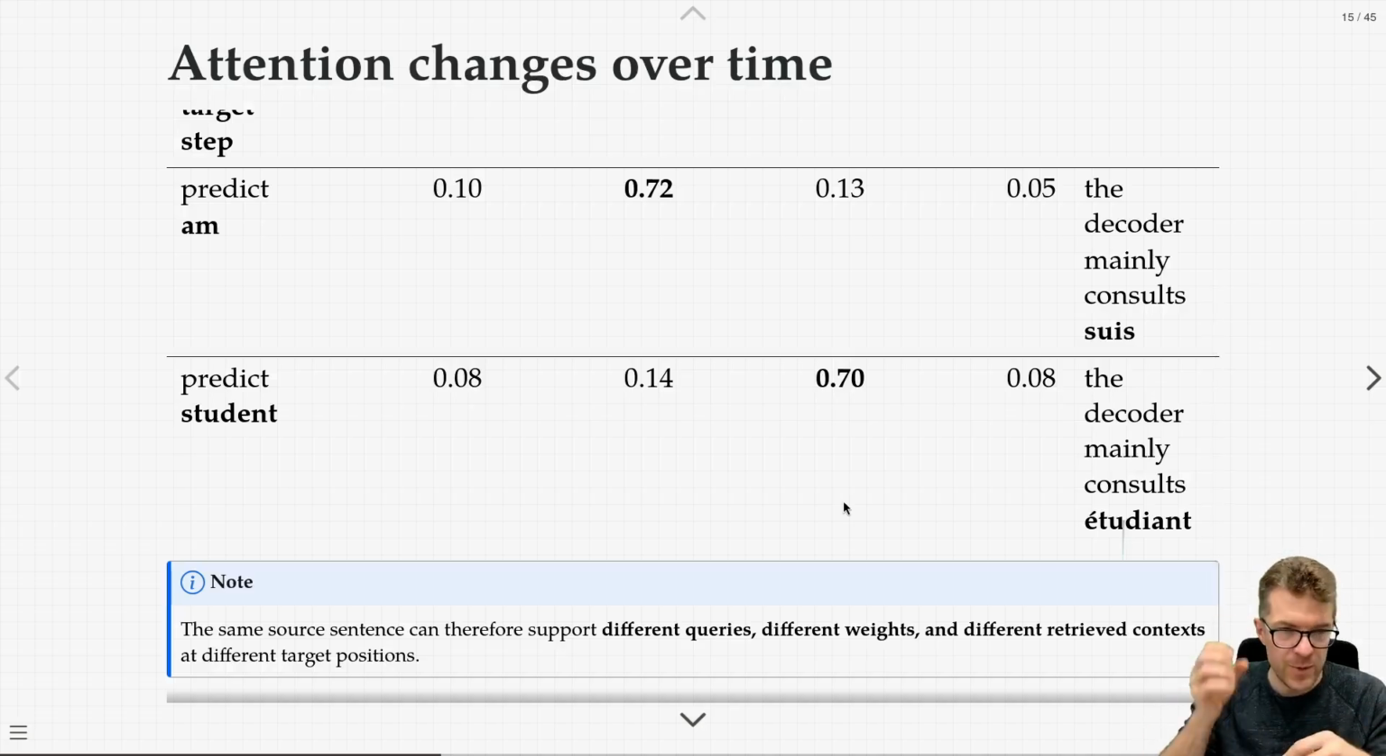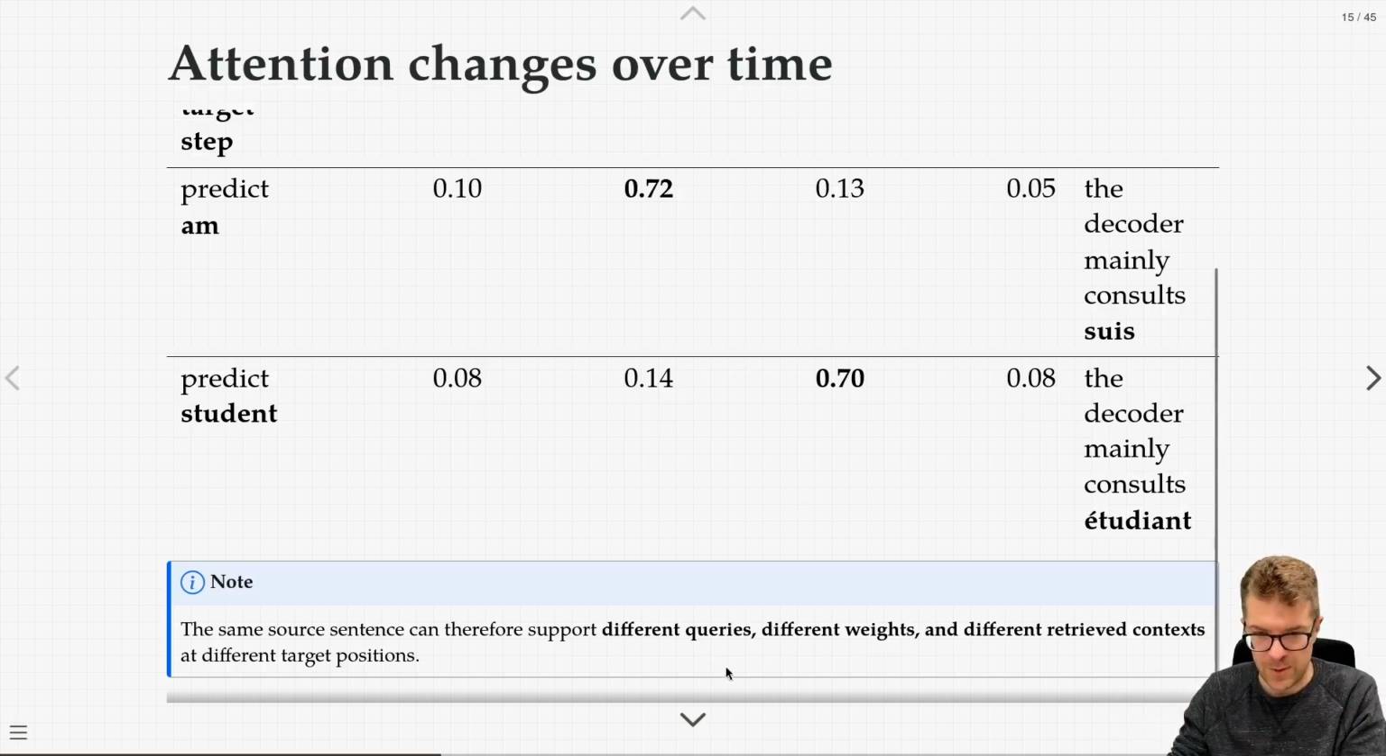So for every word that's being produced, I'll have a different query. This will result in different weights. This will result in different retrieved contexts. So the overall blended context vector C will be different from moment to moment when I'm decoding. And then it'll change for different target positions, for different output positions.